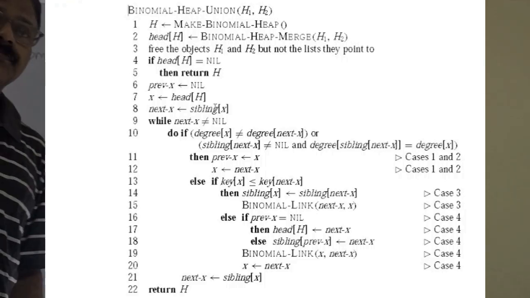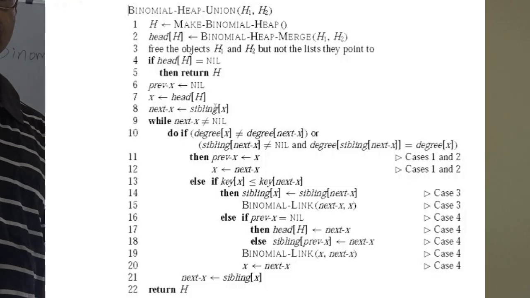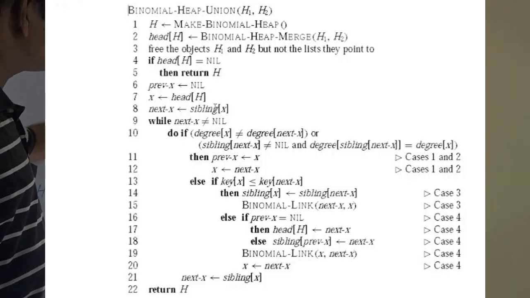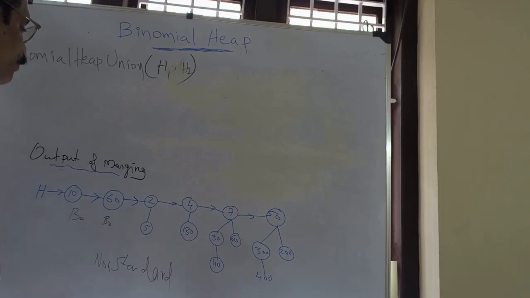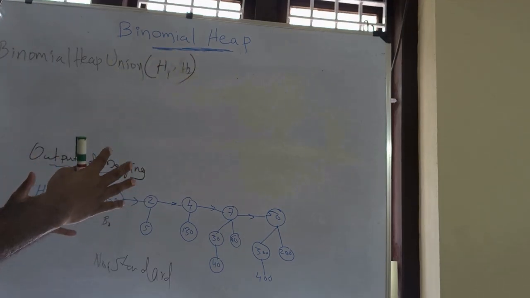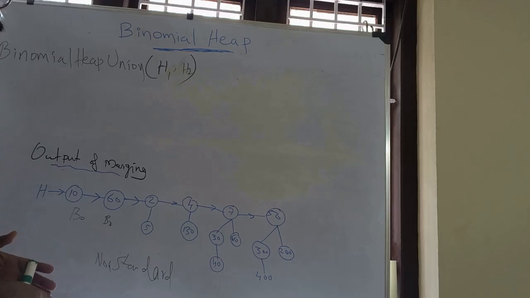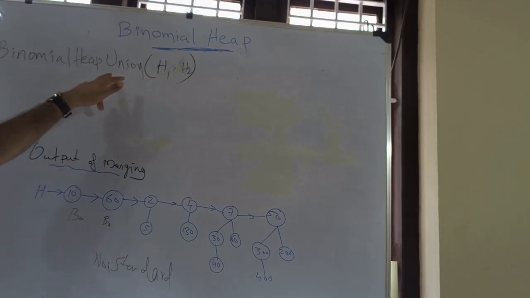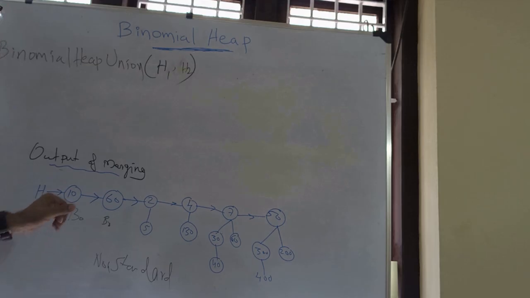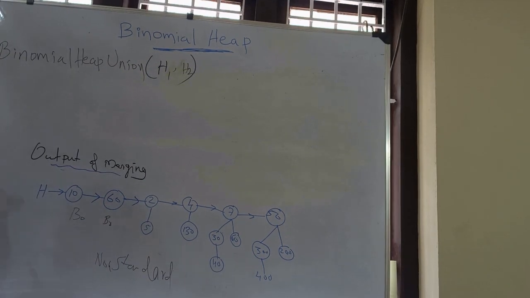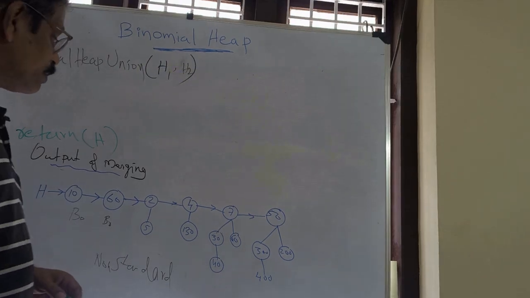Let us discuss binomial heap union. This function receives two binomial heaps and unions these two binomial heaps. See, it is not merging. It will union these two binomial heaps and return a standard binomial heap. Return H. H will be a standard binomial heap.